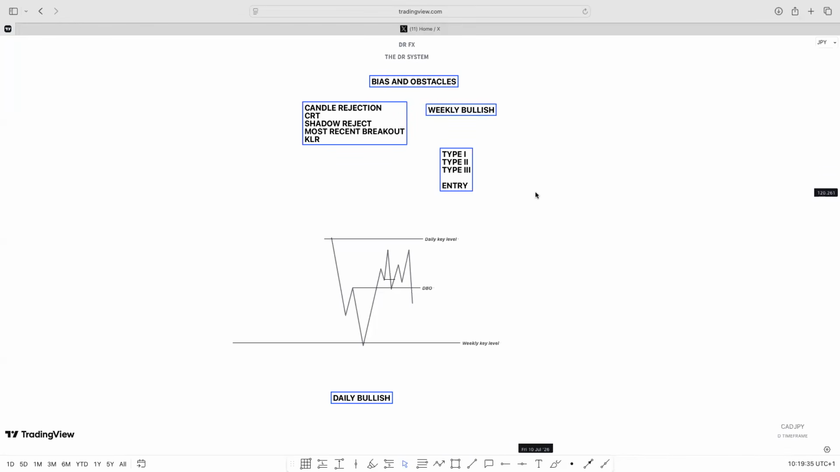Now, I'll go into the chart. Like I said, we'll pick a random pair and we're going to go through it. I trade gold and I'm not going to be going through gold because I already know the price action, what happened, and everything that has happened.